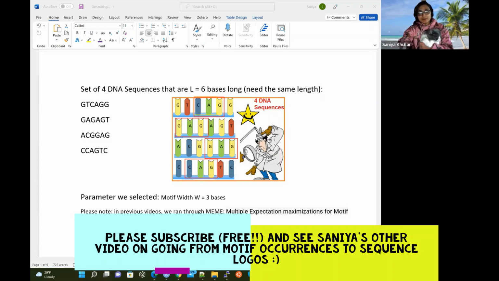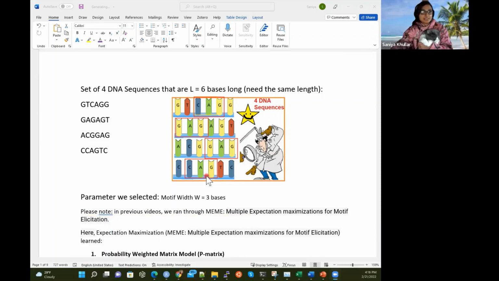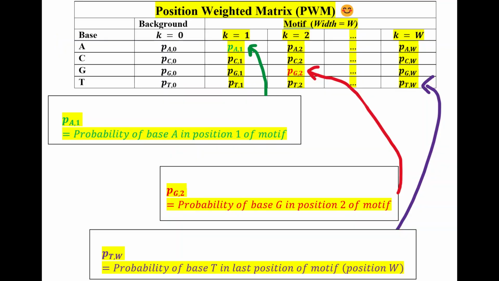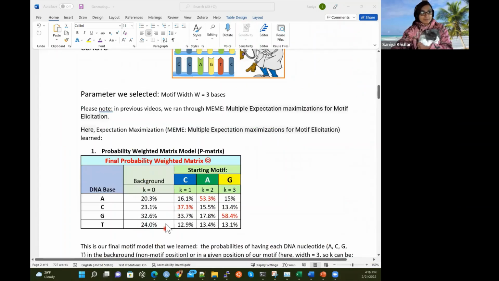But apart from talking about those, and I talk in another video about how we can use CAG, GAG, and CAG and get a sequence logo from that, here I want to talk about the probability or the position weighted matrix that we get. We got the background, and we had these motif positions here too. So what these tell us is the probability of having a given DNA base in a particular position.